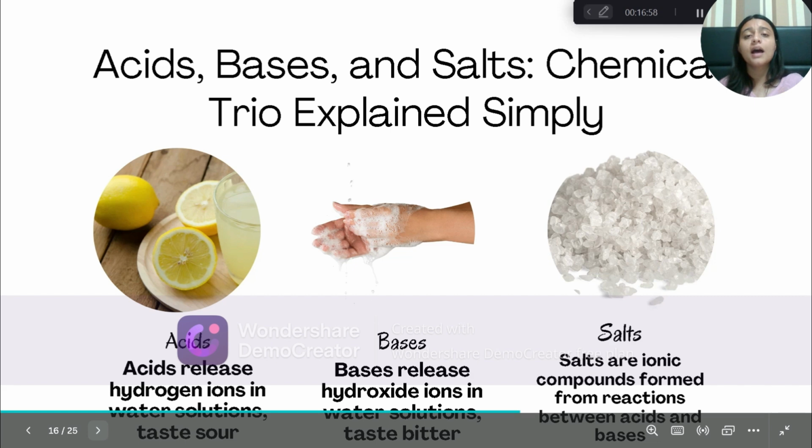So this was all about acids, bases and salts, their physical properties and some of their chemical properties. In the next section, we are going to learn about indicators.